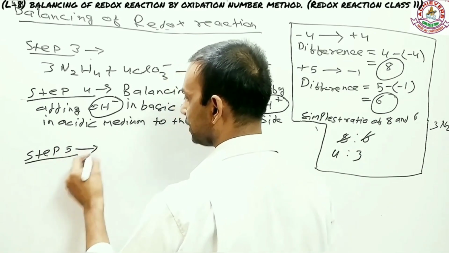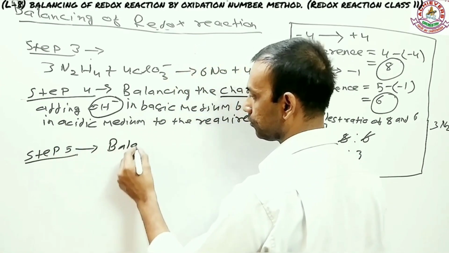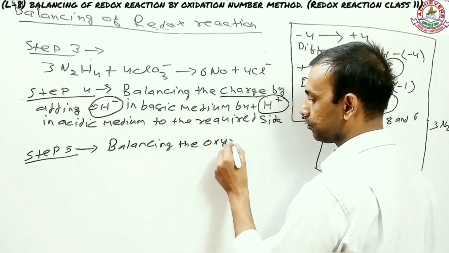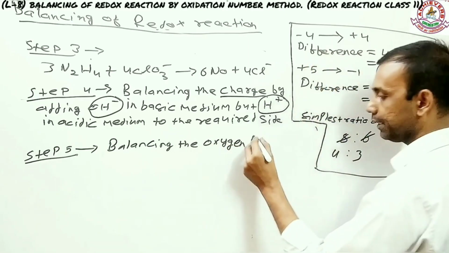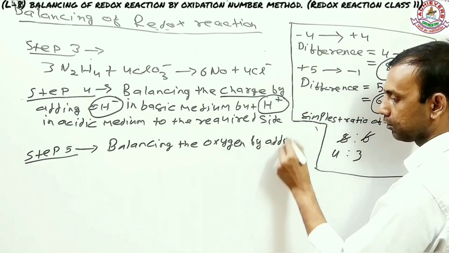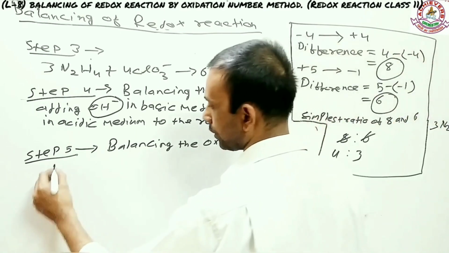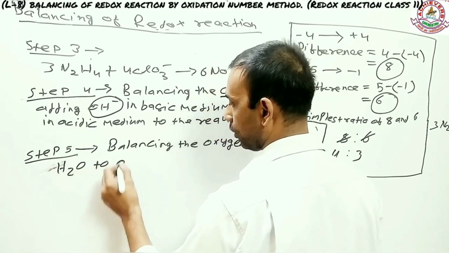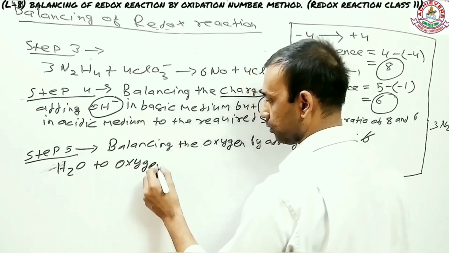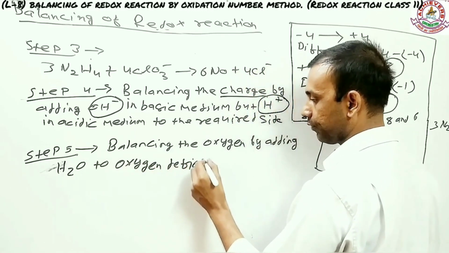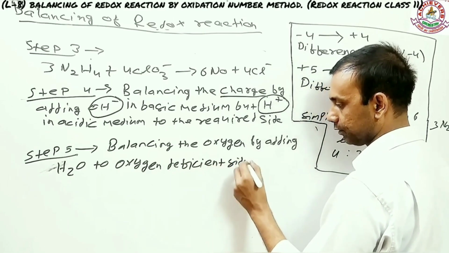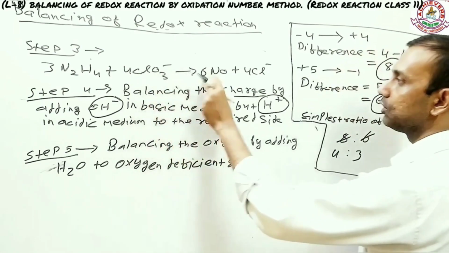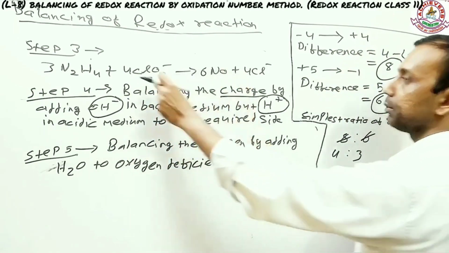Step 5. And what is this step? Balancing the oxygen by adding water to the oxygen deficient side. So let's do that. 4 3s are 12 oxygen, but there are just 9. There are just 9 oxygen, but there should be 12 oxygen.